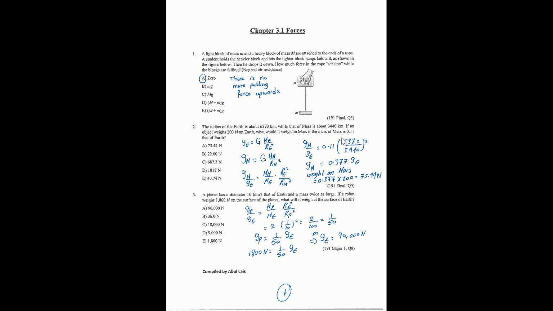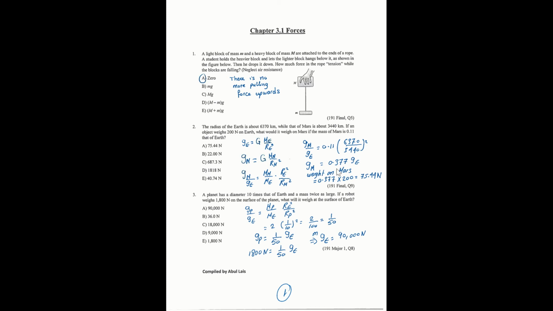Okay, so I know that the mass of Mars is 0.11 that of Earth. So if I divide the mass of Mars by the mass of Earth, then I get 0.11. Now, what is the radius of Earth? It's 6,370. I put it here. And what is the radius of Mars? It's 3,440 kilometers. Of course, I don't have to convert kilometers to meters here, and the reason is if I multiply by 1,000 at the numerator and 1,000 at the denominator, then they will cancel out. So there is no need to multiply by 1,000 up and 1,000 down.